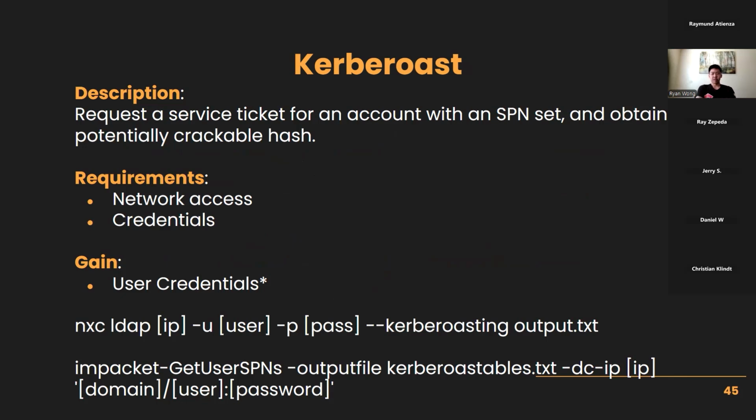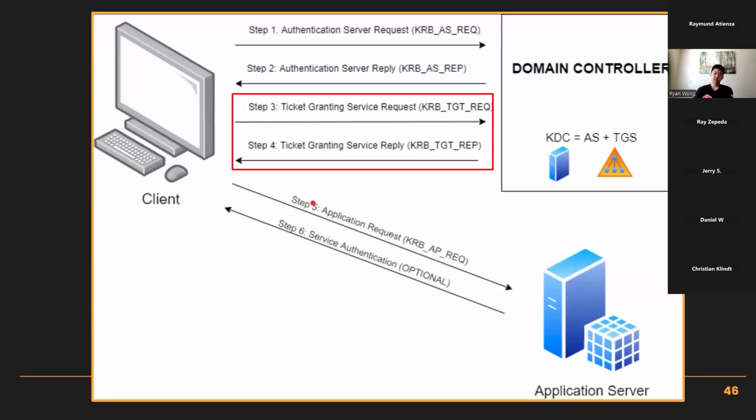Kerberoasting targets the third and fourth stage of the Kerberos protocol. After providing valid pre-authentication and getting a TGT, you request a TGS for a service. You then get the TGS back for that service and crack it offline. This is because the TGS is encrypted using the service account's password, so if you can crack it, you get the password for the service account.